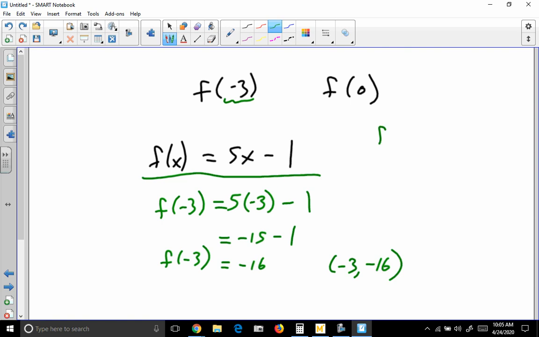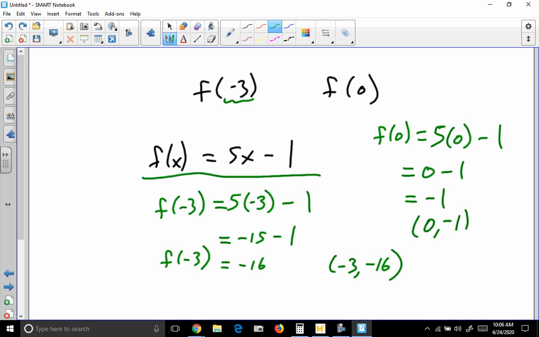If we're asked to do f of 0, then we take the same function, and where we have an x, we put a 0 in. So 5 times 0 is 0 minus 1. 0 minus 1 is -1. So when x is 0, y is -1.